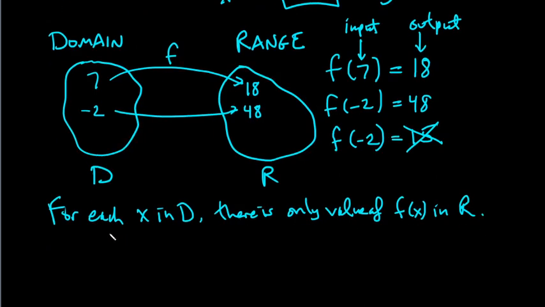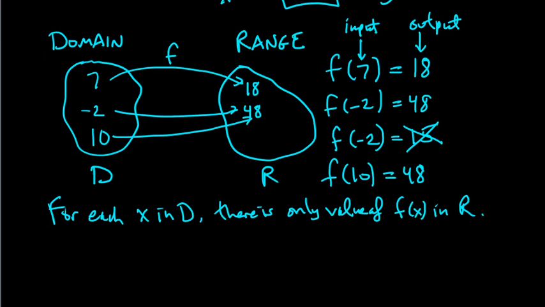And that's not to say that you might not have two different x's going to the same y. So for example, if x is 10, that might also go to 48. So f of 10 would be 48. So you can have the same y with more than one x. What you can't have is the same x with more than one y.